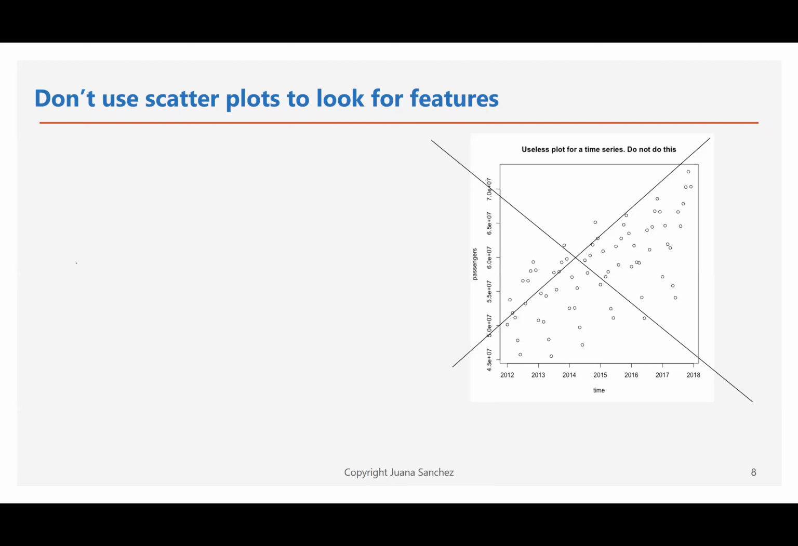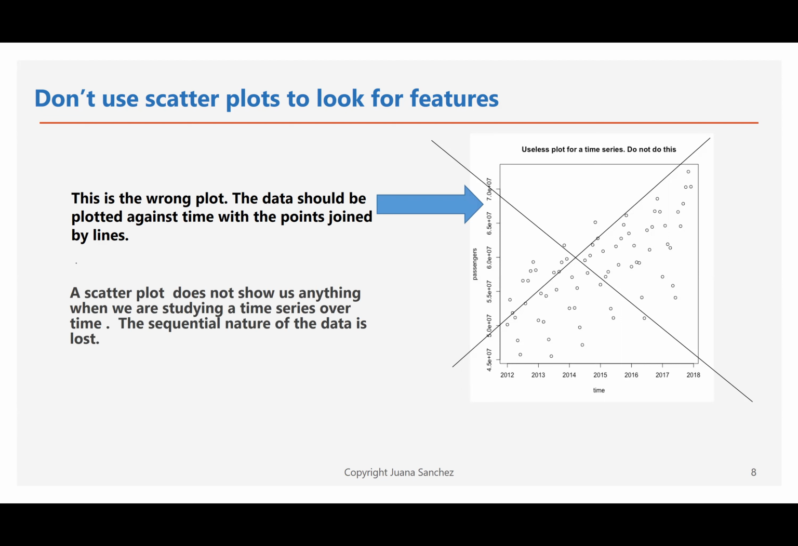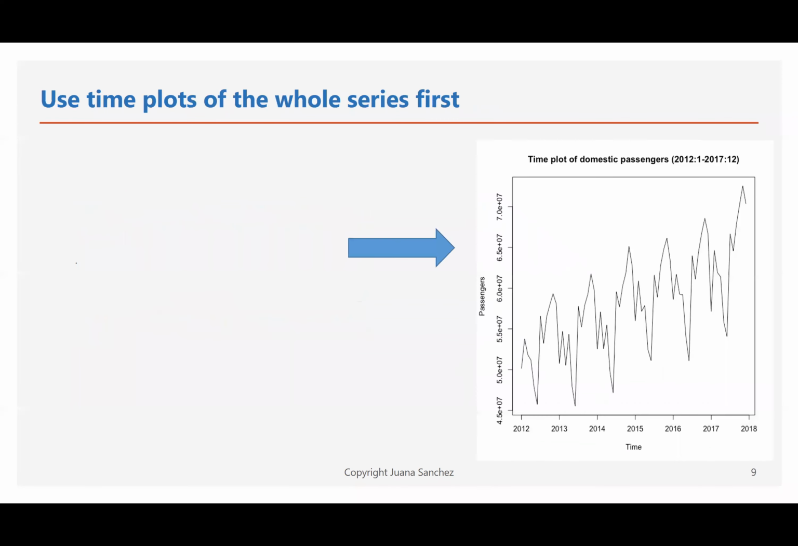Don't use scatter plots to look for features. This is a scatter plot. That is the wrong plot for a time series. The data should be plotted against time with the points joined by lines. It should be a time plot. A scatter plot doesn't show us anything when we are studying a time series over time. The sequential nature of the data is lost in a scatter plot.